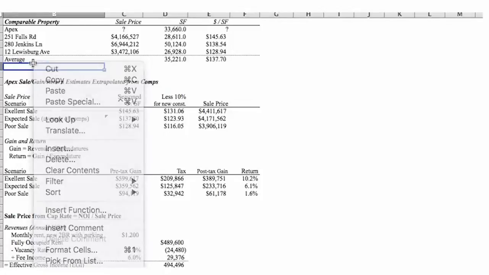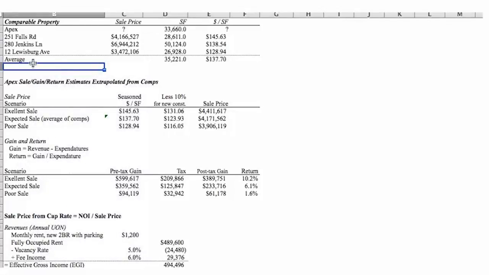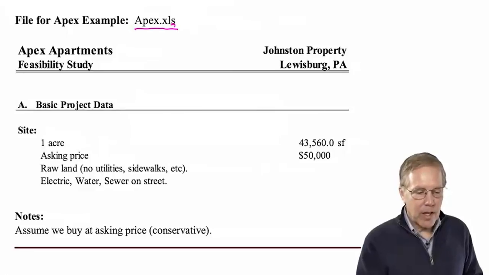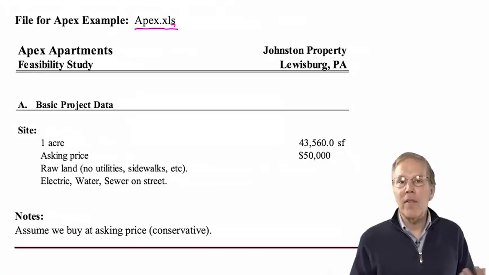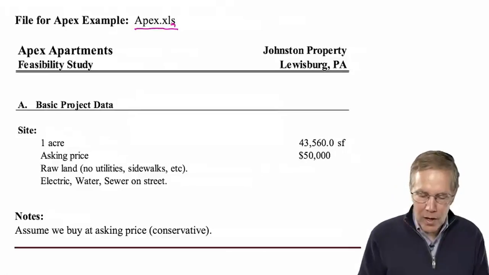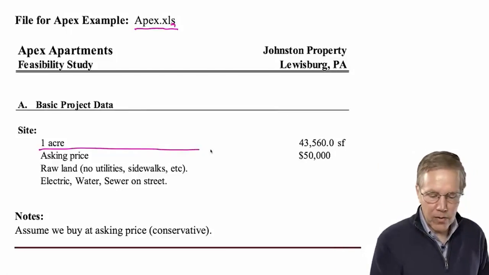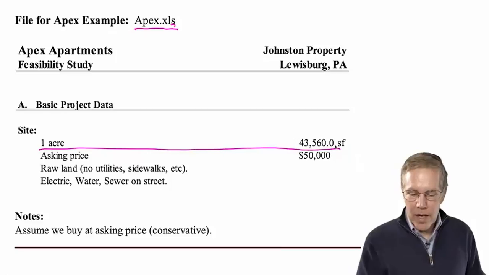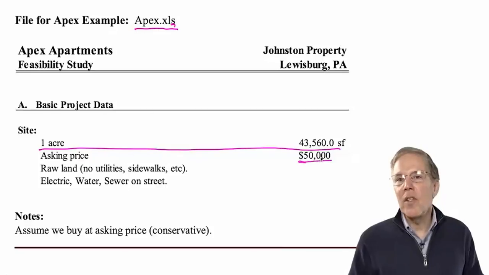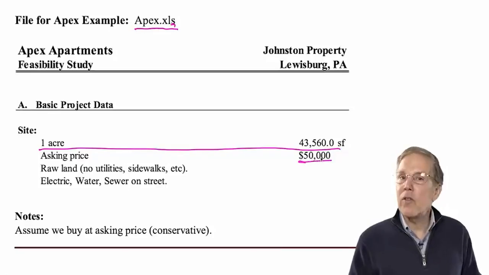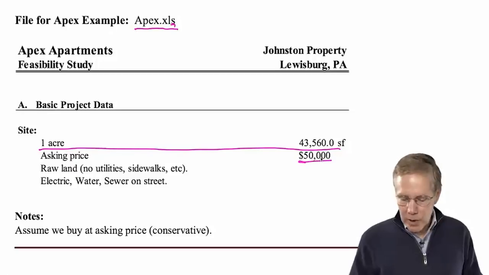So let's go back to our presentation now. Okay, so this information, as I just showed you very quickly, is in the Apex spreadsheet on the feasibility page. So what does CAG have to know to see if this project is going to be feasible for them? First, they have to have a site. They've already decided on a potential site. It's a 1-acre site in the area. It's unbuilt. The asking price is $50,000. We're going to assume that that's what they're going to pay for it. So it's raw land, no utilities, no sidewalks, etc. It does have electric, water, and sewer on the street.